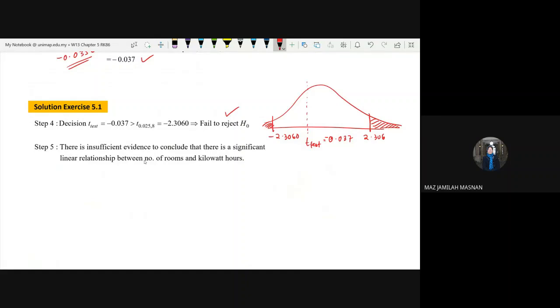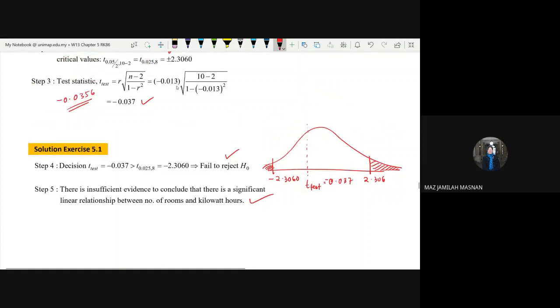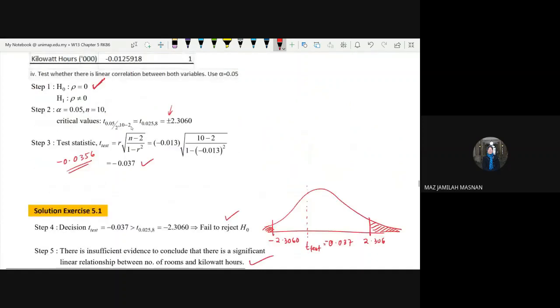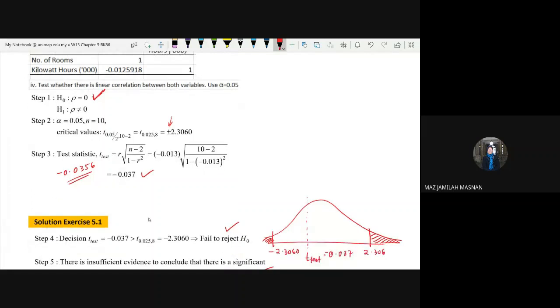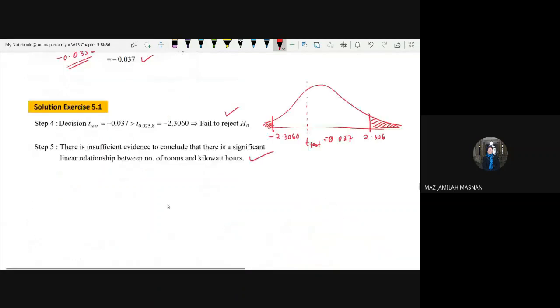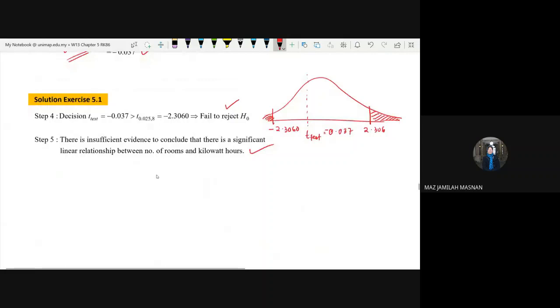Okay, so that's how you conclude your hypothesis testing, based on the main topic just now, the population correlation coefficient. Based on our sample data, we don't have sufficient evidence to say that there is a linear relationship between number of rooms and kilowatt hour. Any questions so far, class?